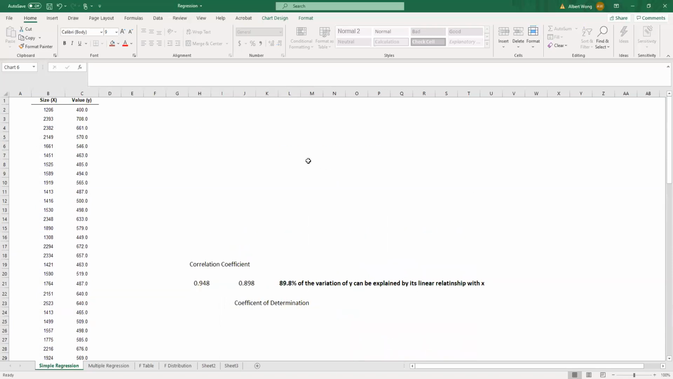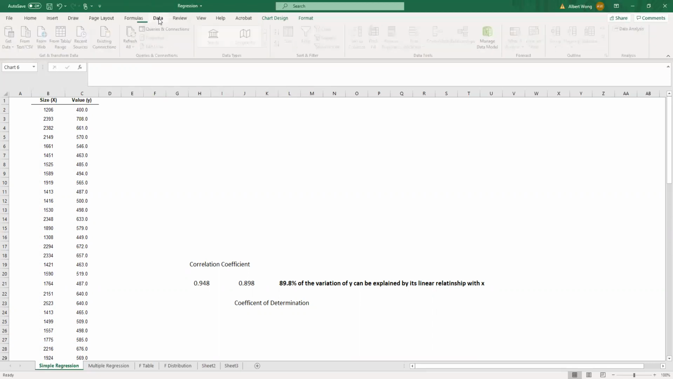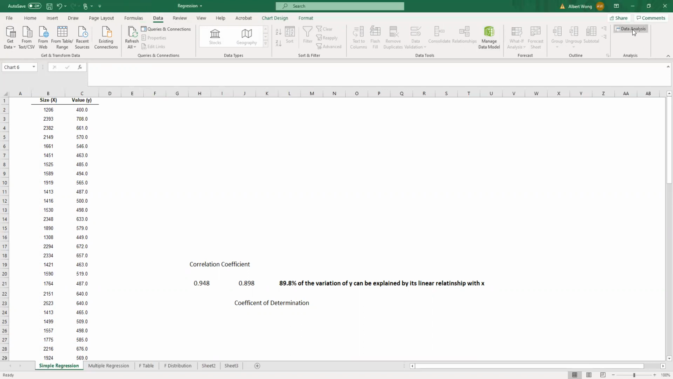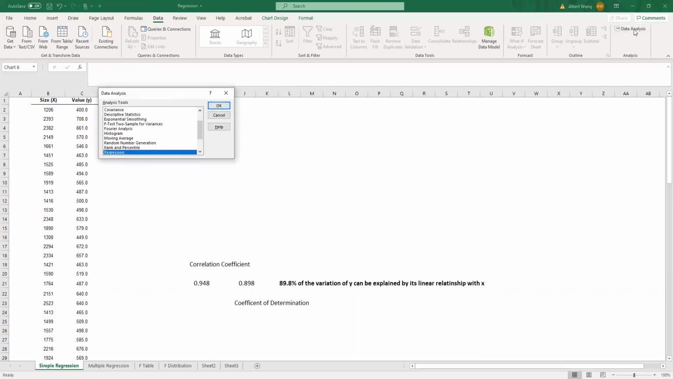Well, we use a program under data analysis. How do we go about doing it? We go to Data on the data ribbon, and then we go to Data Analysis. This is the data analysis add-in that we have used.